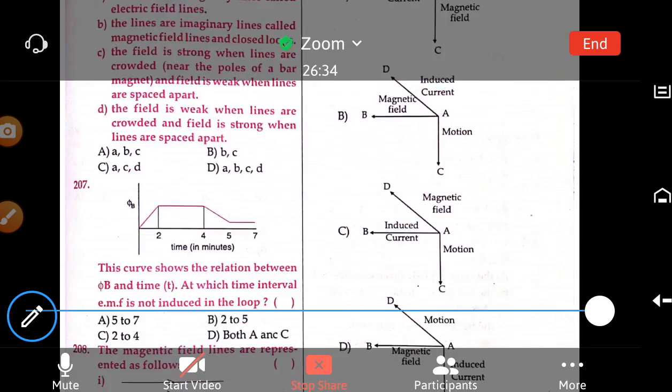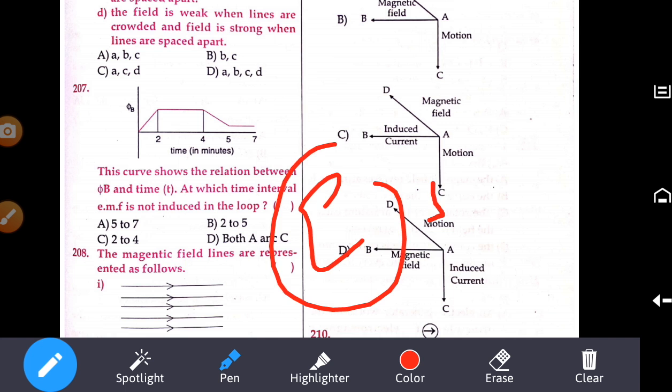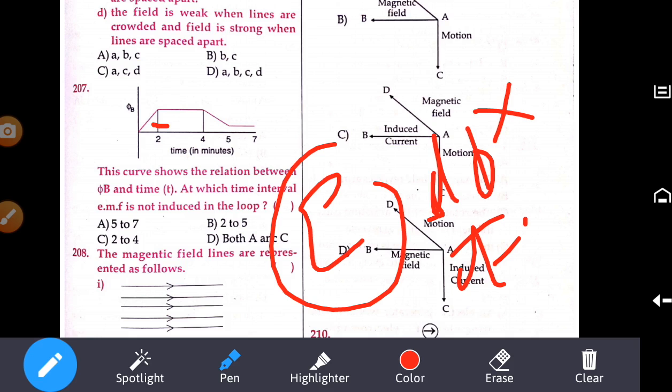207, from the figure what they have given. This curve shows the relation between the flux and time. Now at which time interval is EMF not induced? EMF is not induced when there is no change in the flux. If you observe here, this region is constant, this region is constant. When there is a constant flux, there will not be any induced EMF or current. So 2 to 4 and 5 to 7, so both A and C. Option number D.